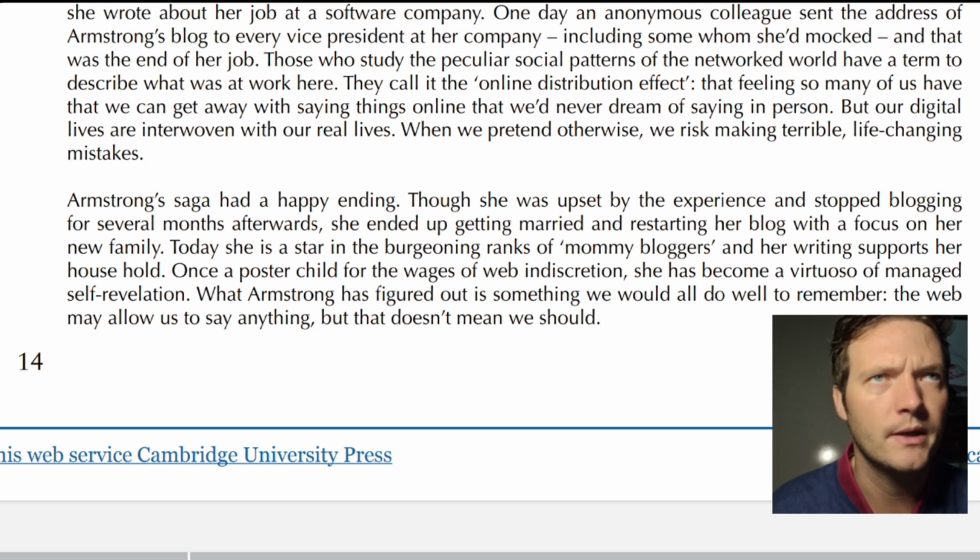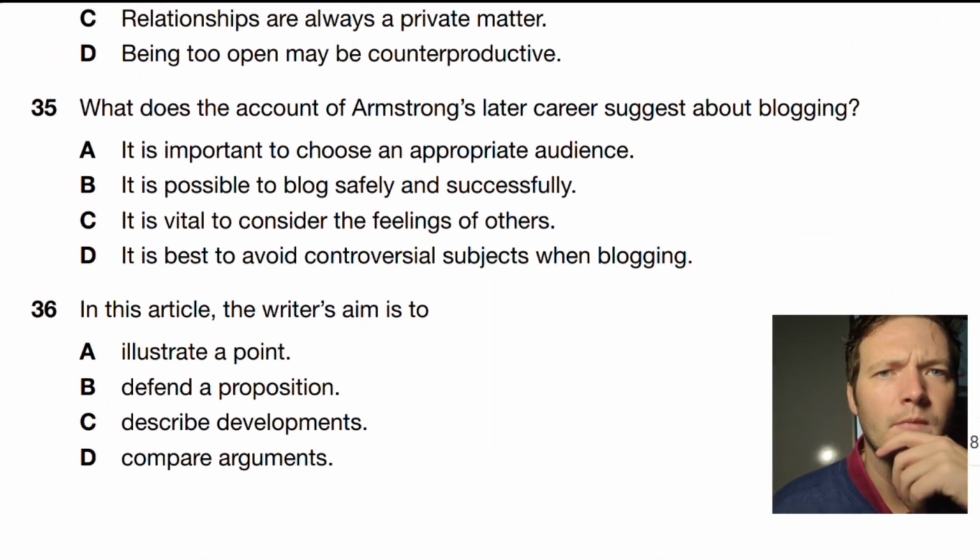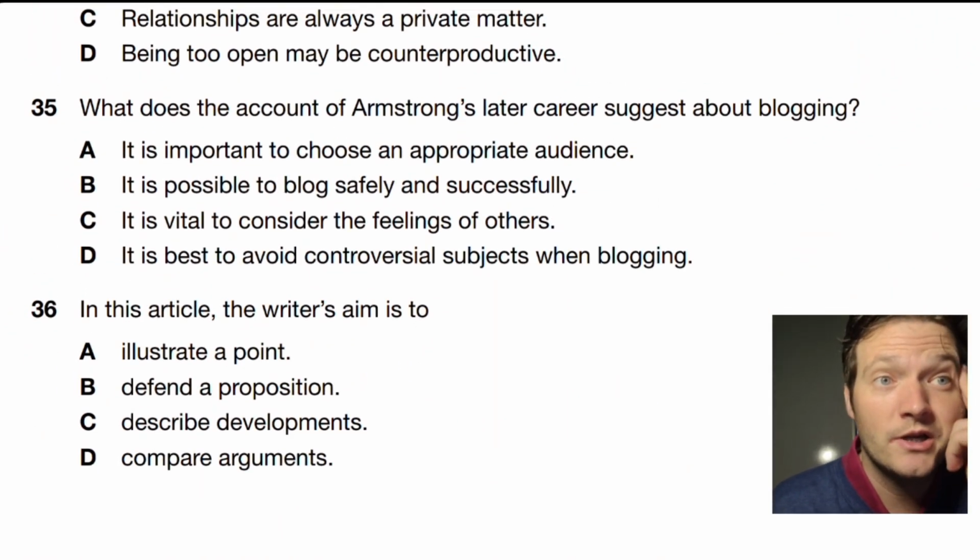So what does it suggest about the future of blogging? I'm not really sure. That we have to be more cautious or something like that? I don't know. What does Armstrong's later career suggest about blogging?